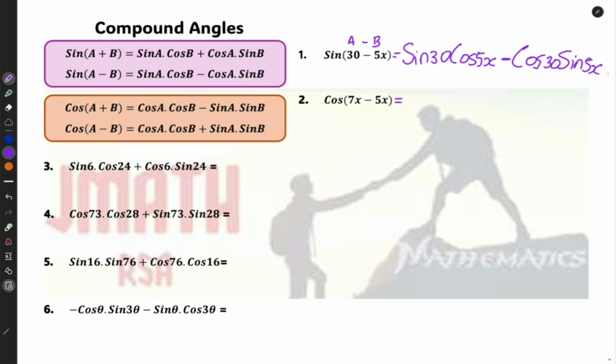Okay, question 2. I need to identify which one. So I can see it starts with cos, and I can see the bracket has a minus. So it's the bottom one. So you'll notice with sine, the sign stays the same. Okay, it's sine cos, and then the sign stays the same, cos sine. But with cos, it's cos cos sine sine, but the plus or the minus changes when you're working with cos.